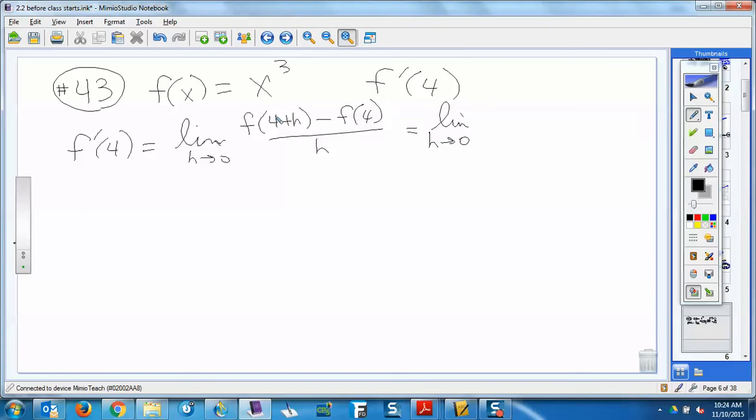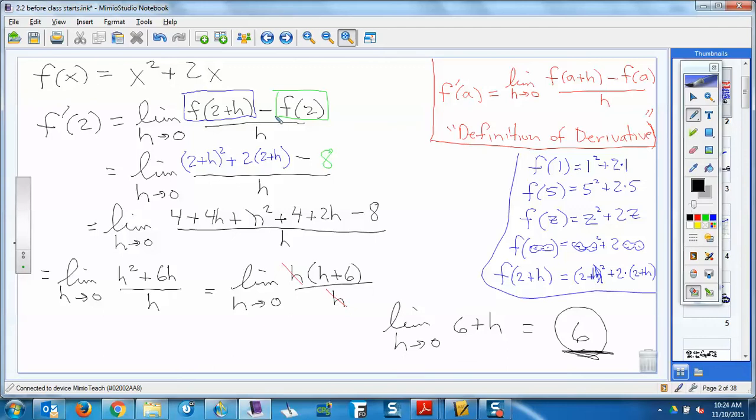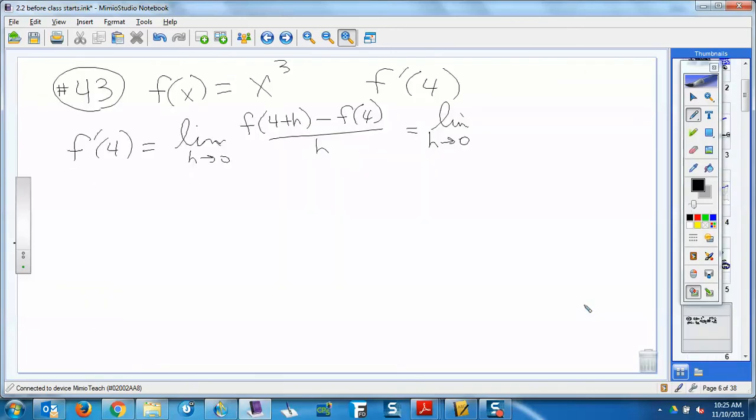What's f of 4 plus h? 4 plus h cubed. It's like the peanut. If this is my function x squared plus 2x, f of peanut is peanut squared plus 2 peanut. Right? Whatever's inside the function goes in place of the x. So 4 plus h goes in here in place of the x. So 4 plus h cubed.